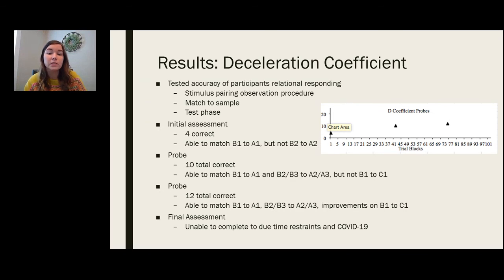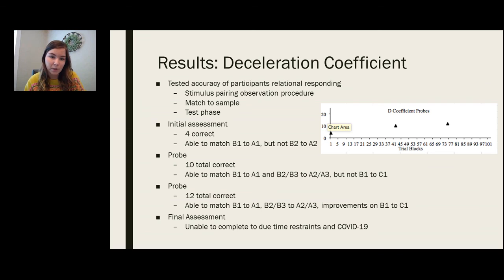So our results for the deceleration coefficient, which tested the accuracy of the participant's relational responding using the SPOT procedure, matched the sample in a test phase. So during the initial assessment, our participant got 4 correct. She was only able to match B1 to A1, but not B2 to A2. So during our first probe, she got 10 correct, which was an improvement. She was able to match B1 to A1, B2 to B3, and A2 to A3, but she was not able to match B1 to C1.